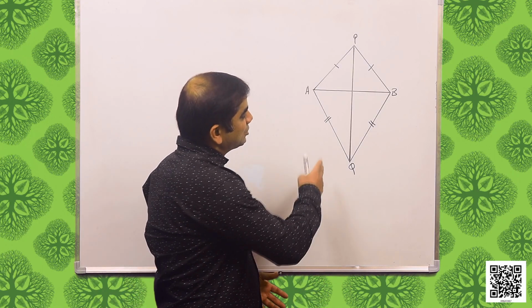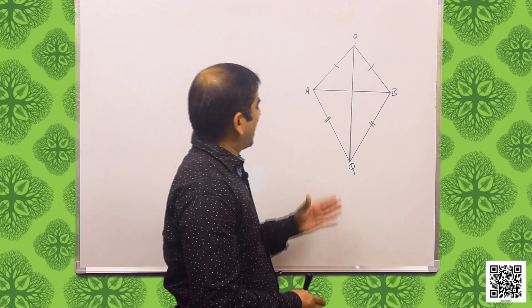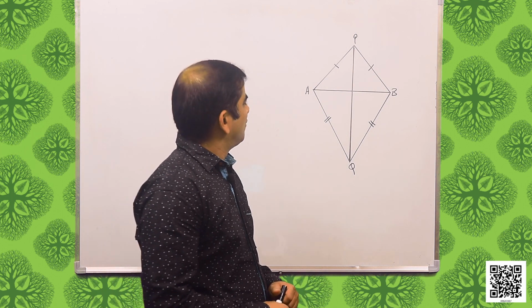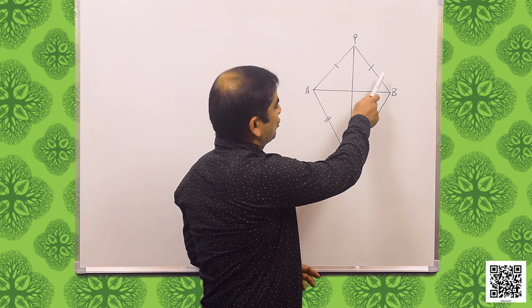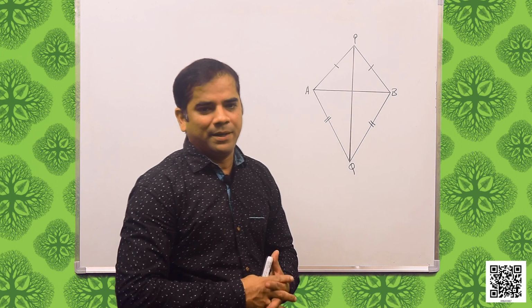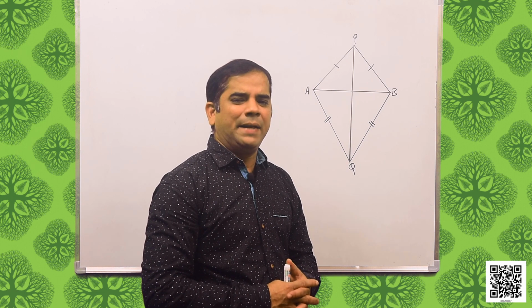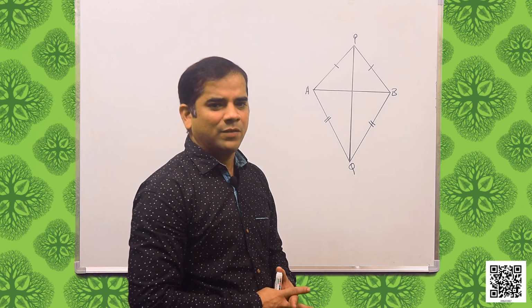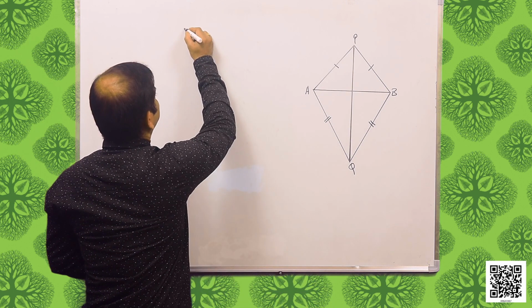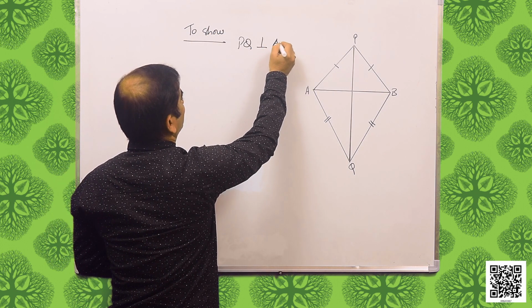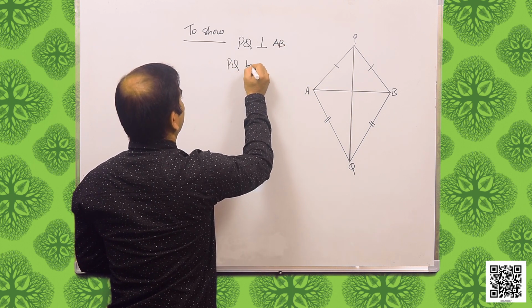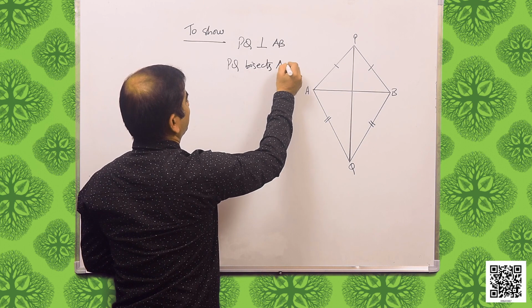So students, as it is given in your diagram, I have drawn the same diagram over here. So what is given? It is given that PA is equal to PB, QA is equal to QB, and we have to show that PQ is perpendicular to AB and PQ bisects AB.